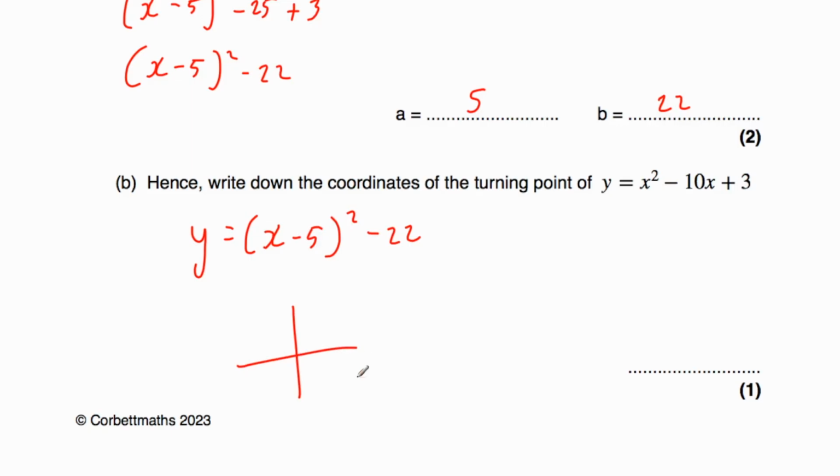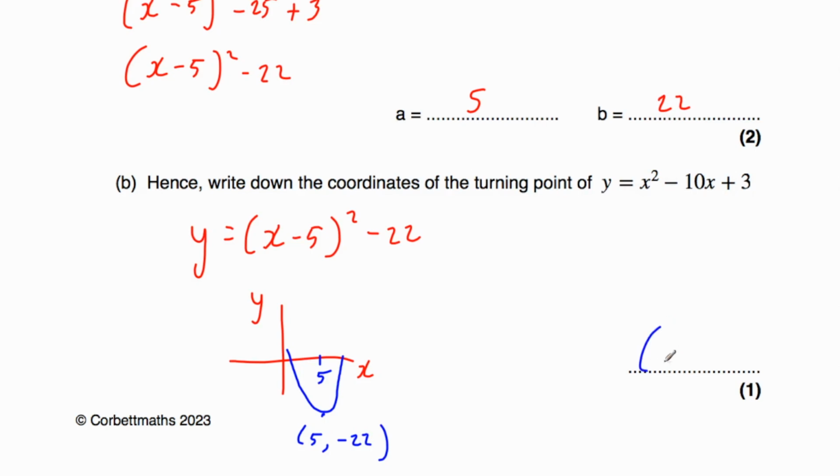So remember, do our sketch, our x and y axis. And because we've got x minus 5, we've got minus 5 in the bracket, we're going to translate the graph 5 squares to the right. So it's now going to touch here at 5. And then we've got minus 22, so the graph's going to be translated 22 downwards. So go down to there, and then the coordinates of this turning point here would be 5, because we're going 5 across, and 22 down, so (5, minus 22).